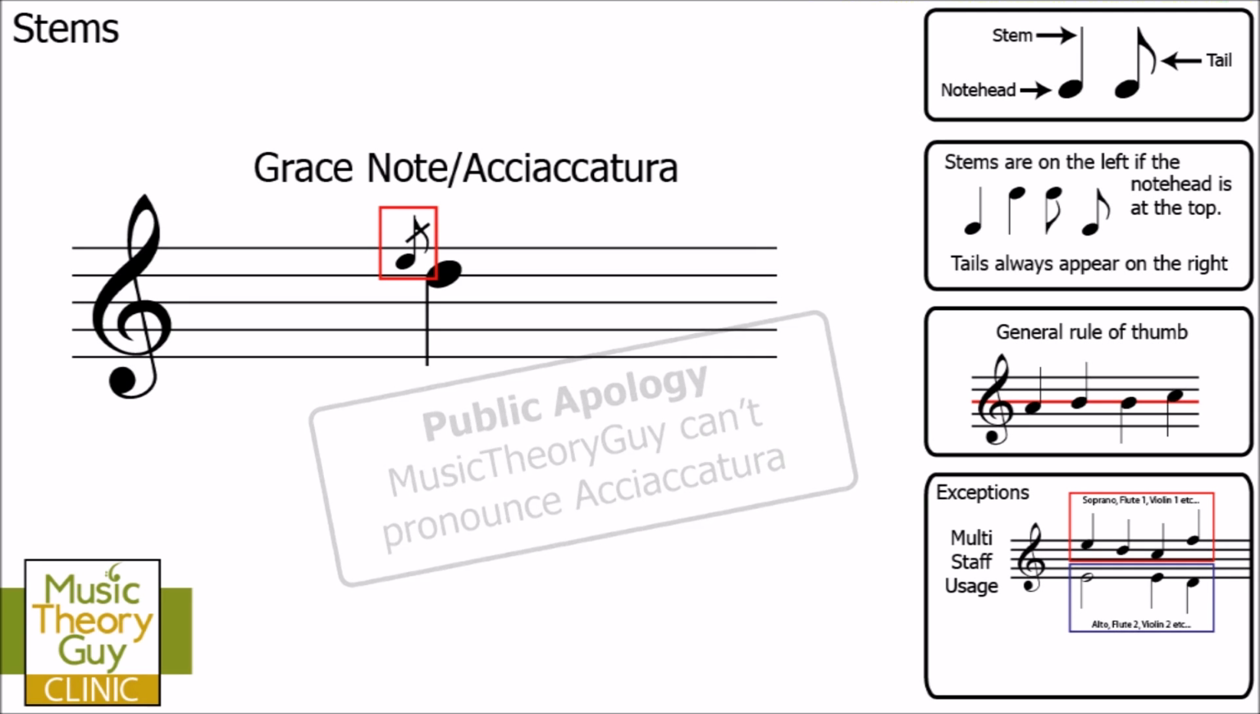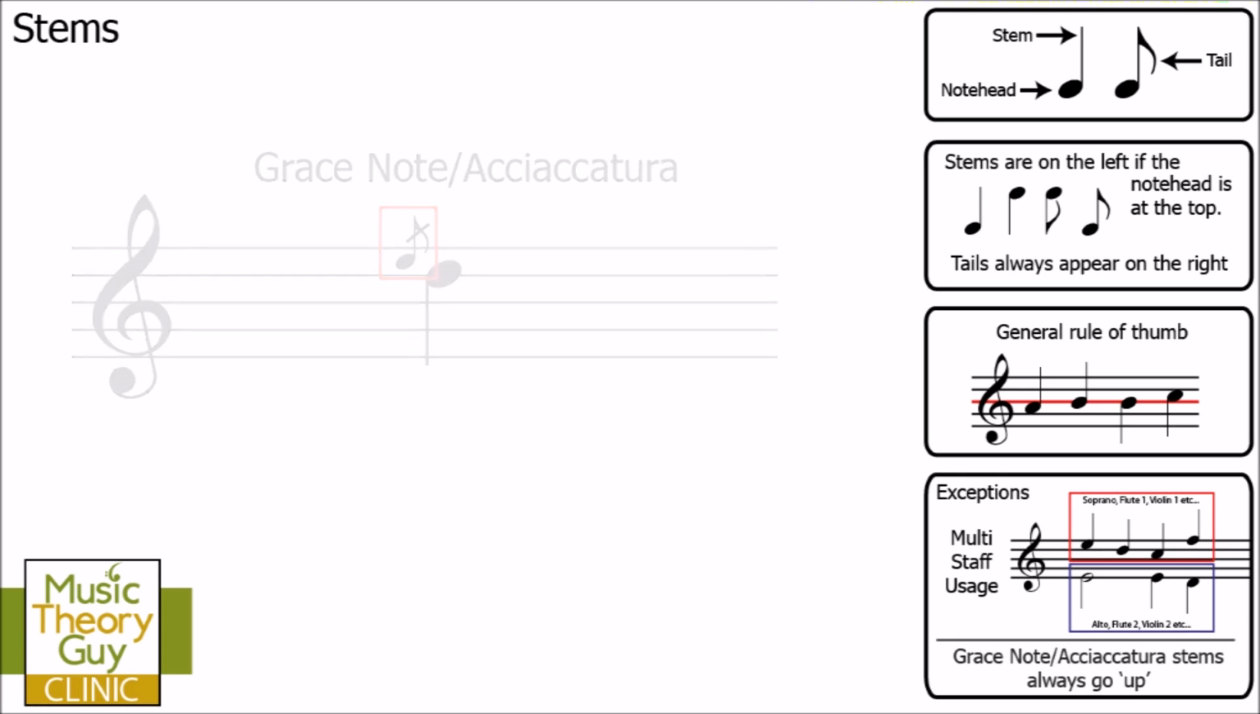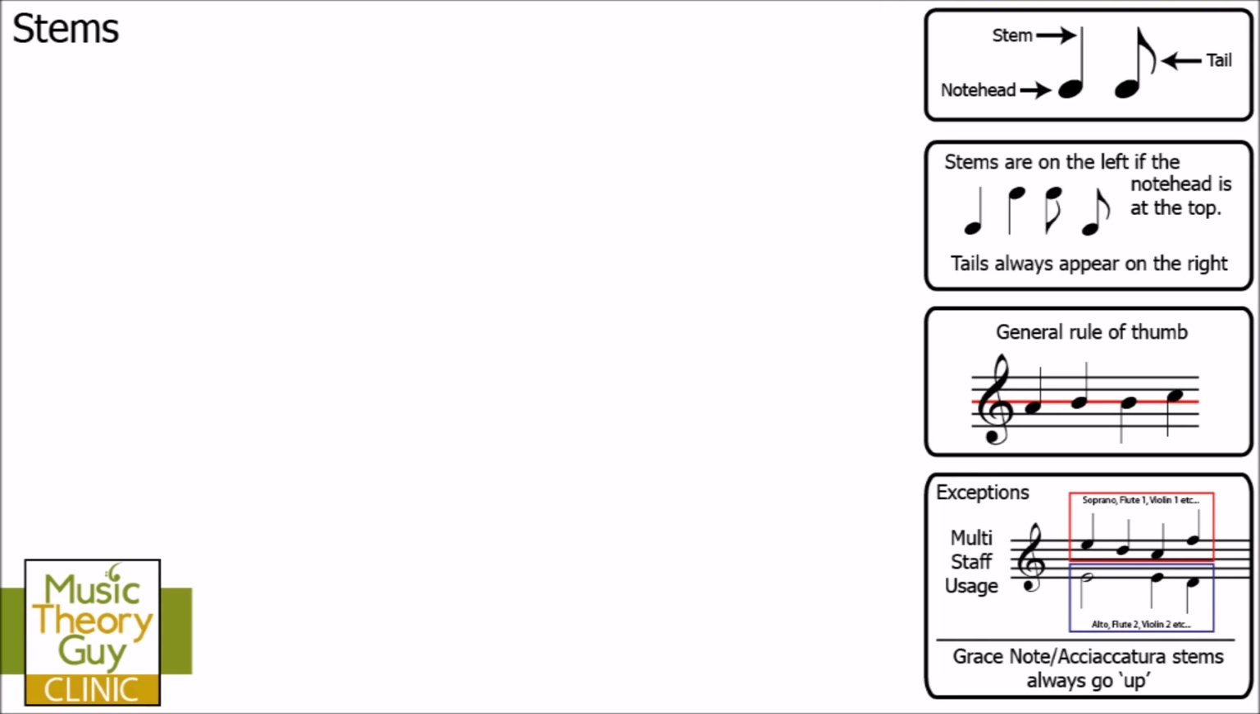But for the moment, a grace note or an acciaccatura, its stem always points upwards regardless of its position on the staff or the stave. Okay, so on the right of the screen, we've been through and we've got all of the rules that you need to know about directions and the use of stems.